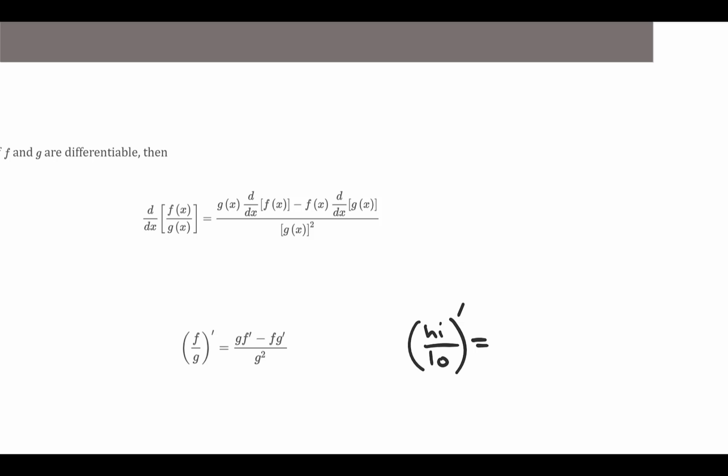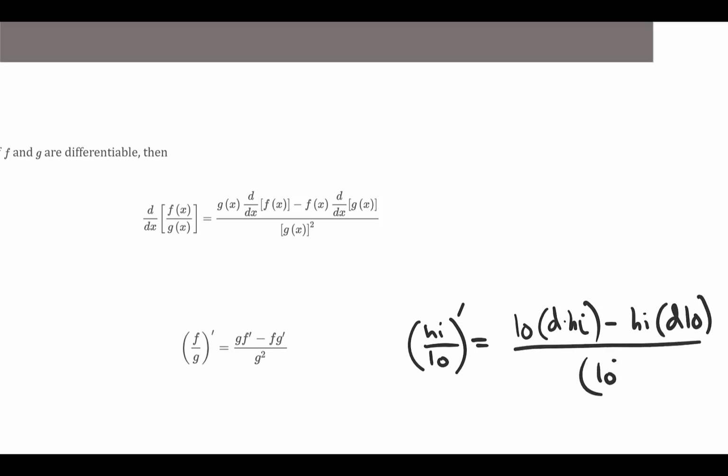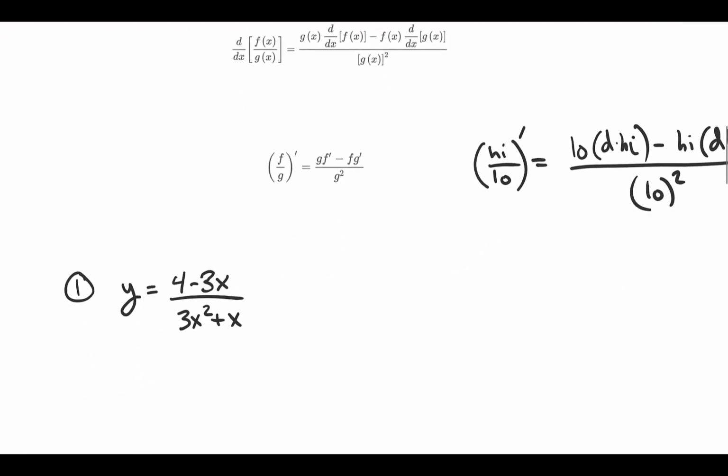So the little sing-song thing is low times the derivative of high, minus high times the derivative of low. And then you just square the bottom. Low D high, high D low, square the bottom, away we go. That's how I keep it straight. Take it or leave it.